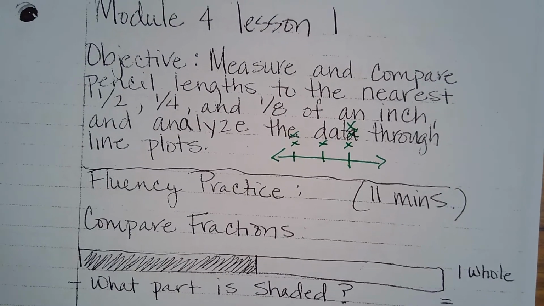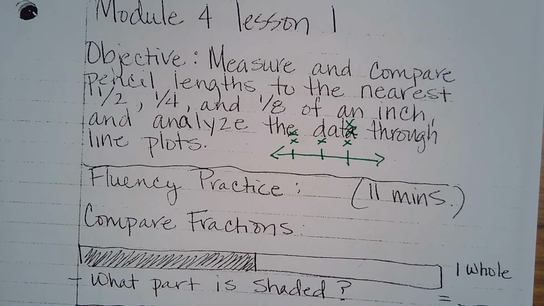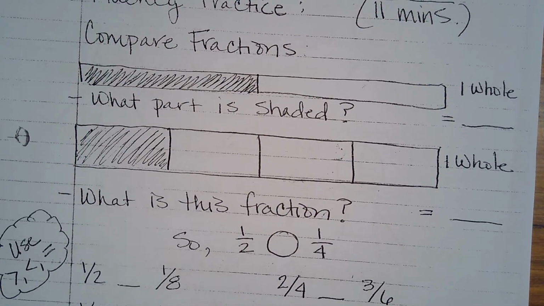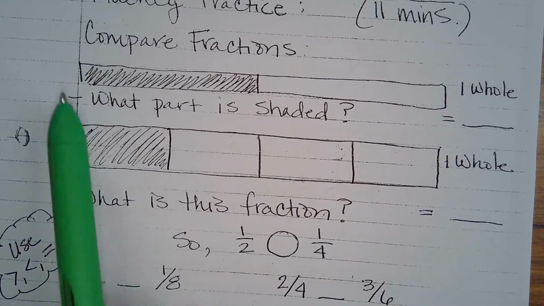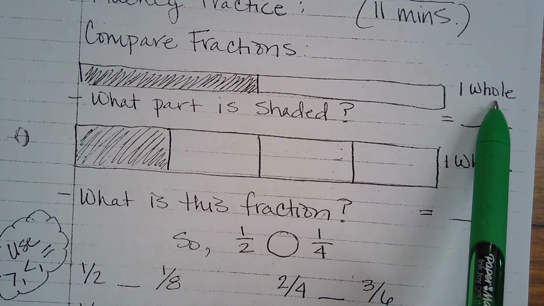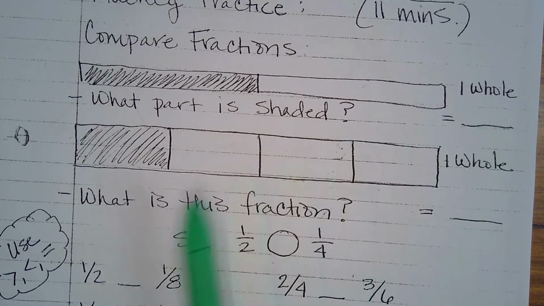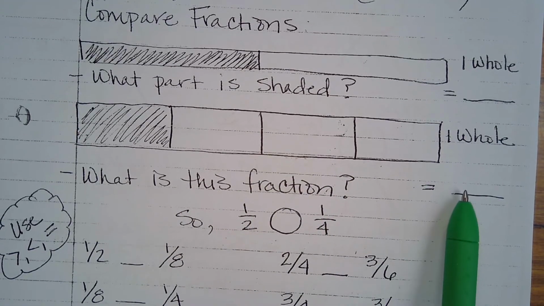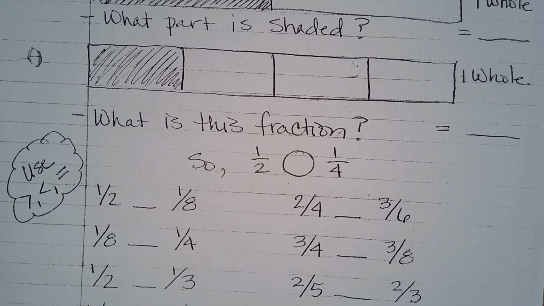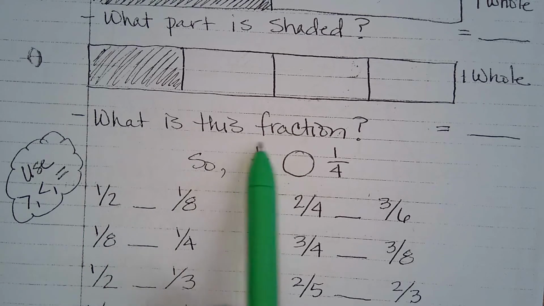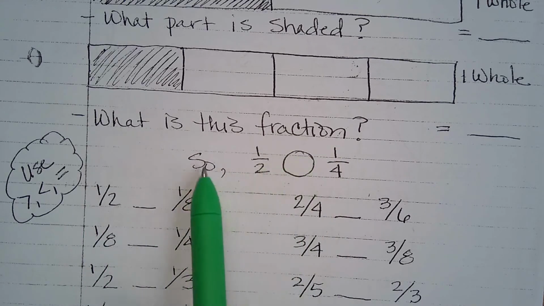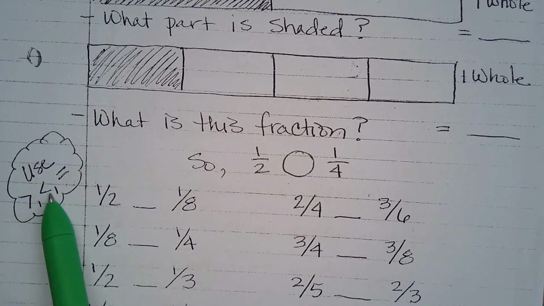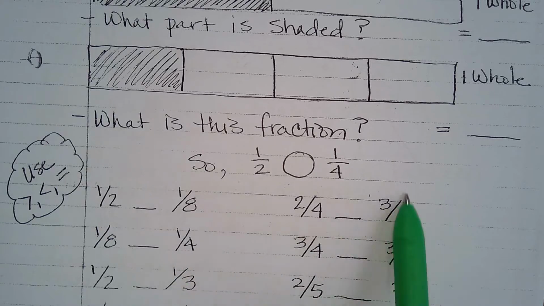Okay, so we're going to go ahead and begin with our fluency practice. Our fluency is going to be comparing fractions. What part of the fraction is shaded, write your fraction down, and here's a line here. Then, what is this fraction? So 1/2, and you're going to compare. You're going to have to use greater than, less than, or equal to.